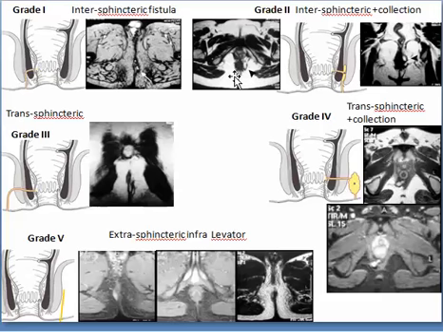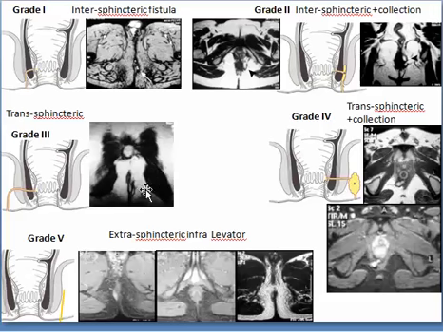It's not affecting the elevator ani muscle itself. If it affects, it's called transsphincteric. A transsphincteric is a longitudinal one, more lengthy. It's not simple protrusion or not simple collection like this. This is protrusion and this is collection, like this one. This is a collection. These three are the examples of intersphincteric with collection, and these two are the intersphincteric fistula protruding.